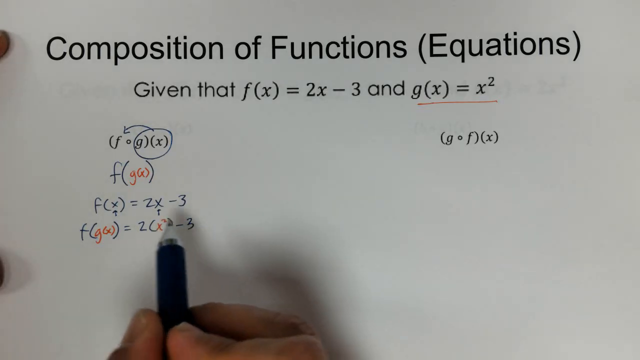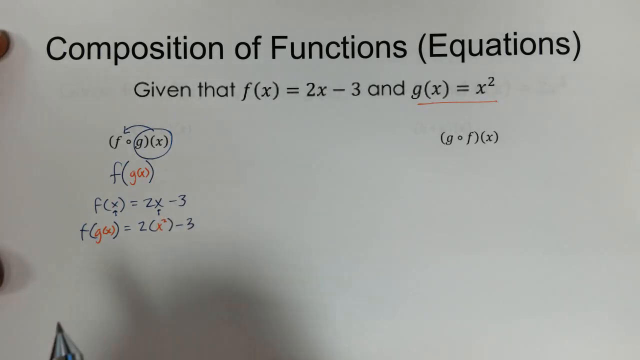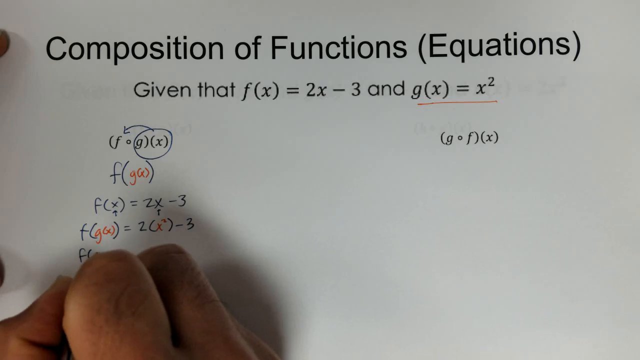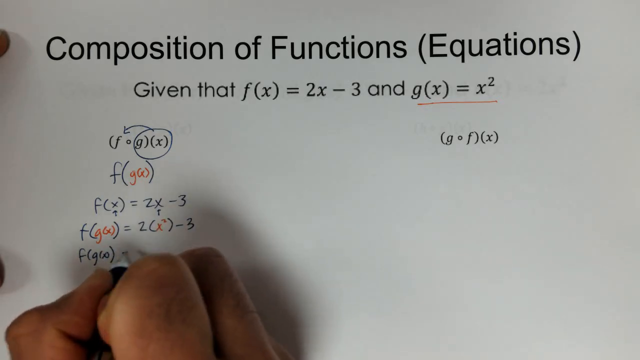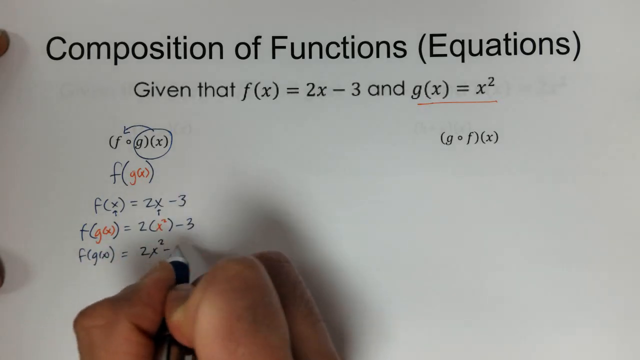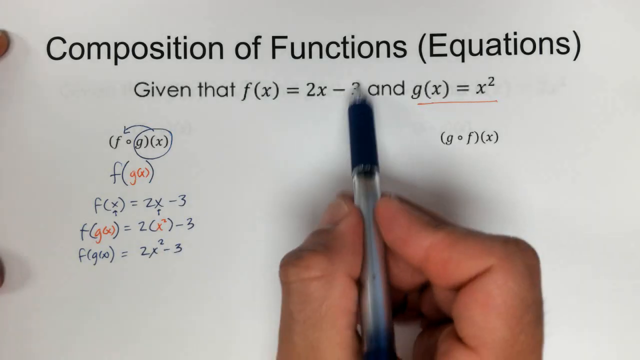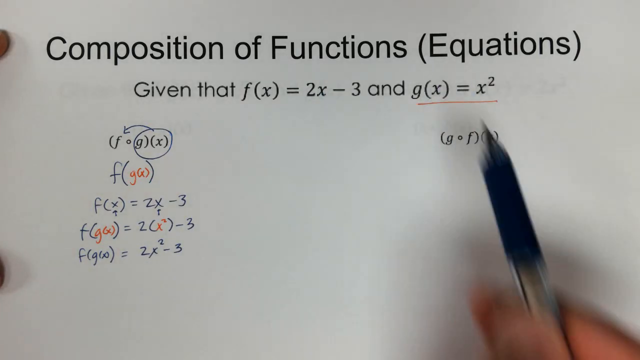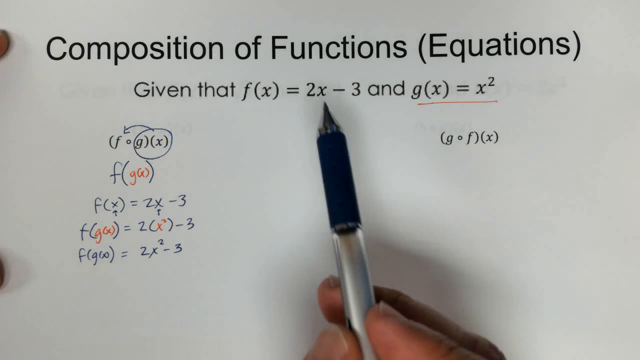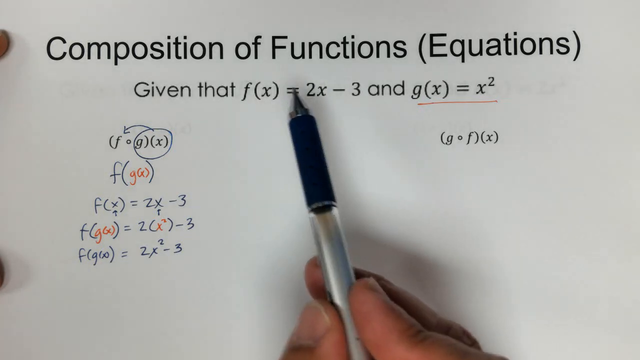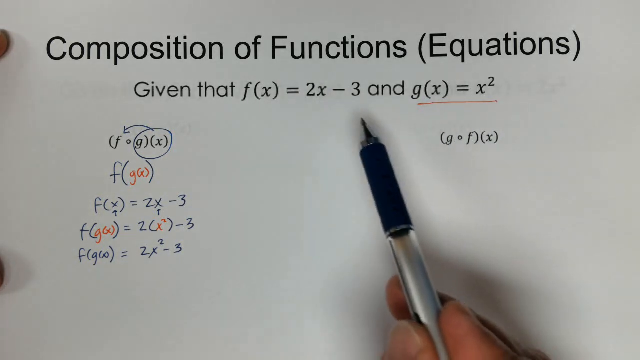Now, we can't really combine or simplify anything here. So we're going to write this as f of g of x is equal to 2x squared minus 3. There are no like terms. There's nothing to simplify or combine, right? So notice how this function changed. It became a combination of these two, where this function is now composed with this one inside it.